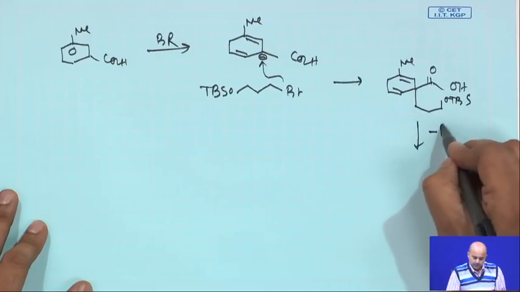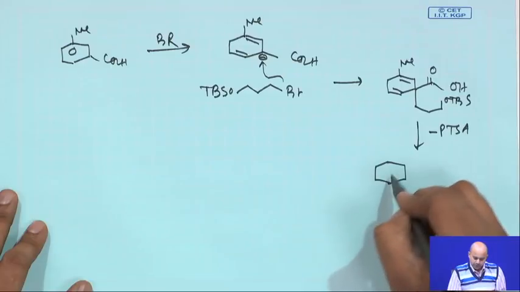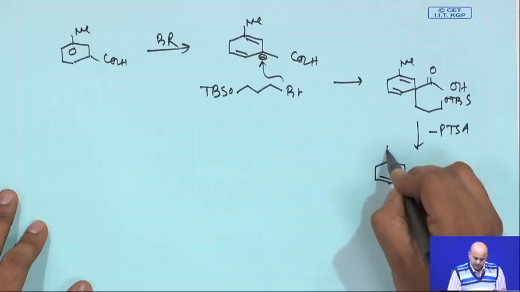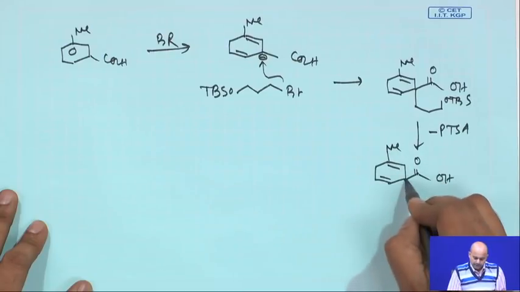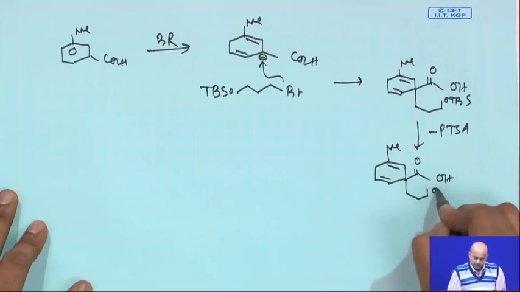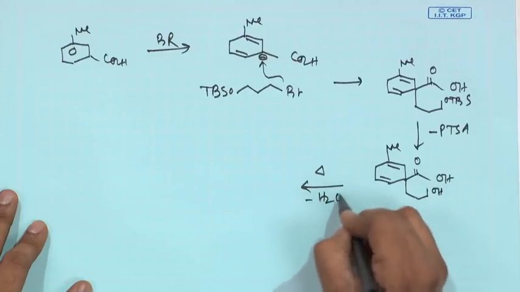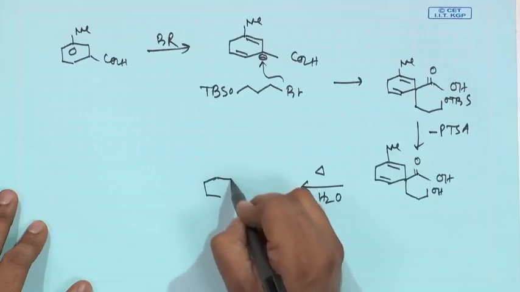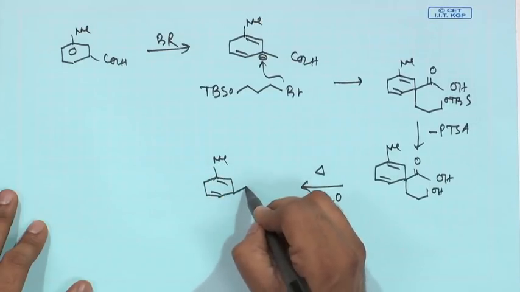We remove this TBS group by PTSA, which you have already explained, and then you get a hydroxy acid. You just heat it, the water elimination will take place, it is a condensation reaction, and then it will give you the spirocycle lactone.